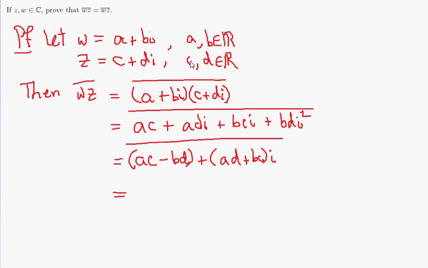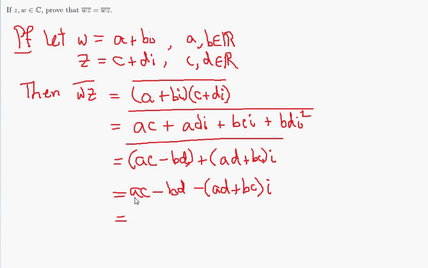Now A, B, C, and D are real, so the thing in the parentheses here is real. Also, this thing in the parentheses is real. And so therefore I can take the conjugate as expected: A times C minus B times D minus A times D plus B times C times I.